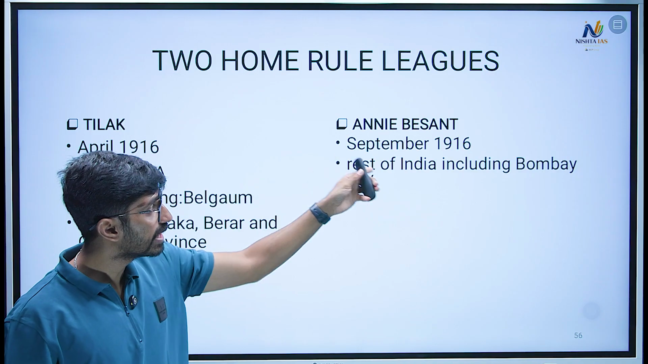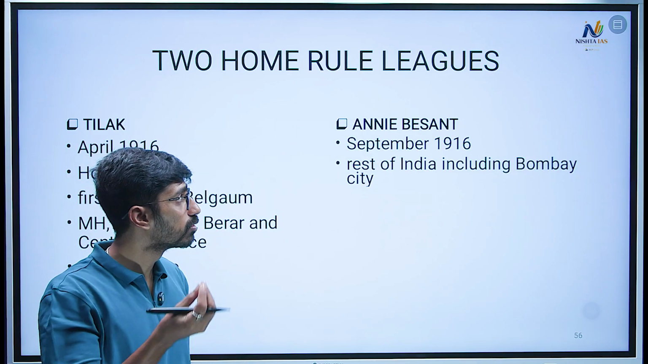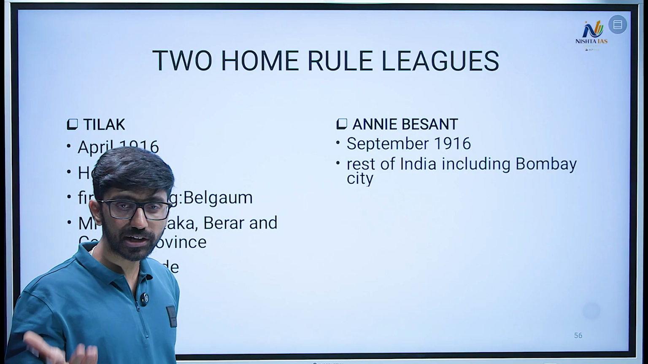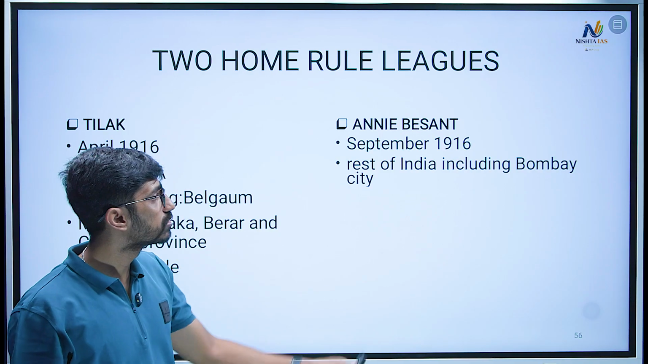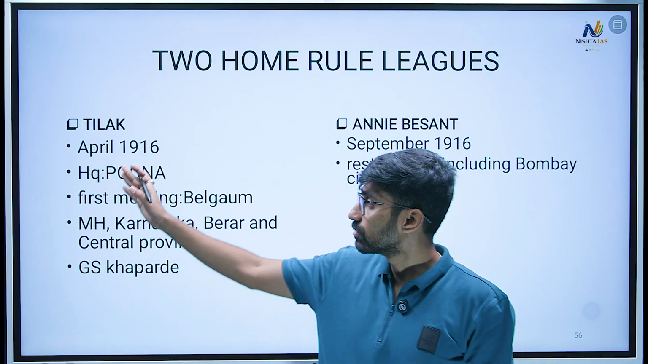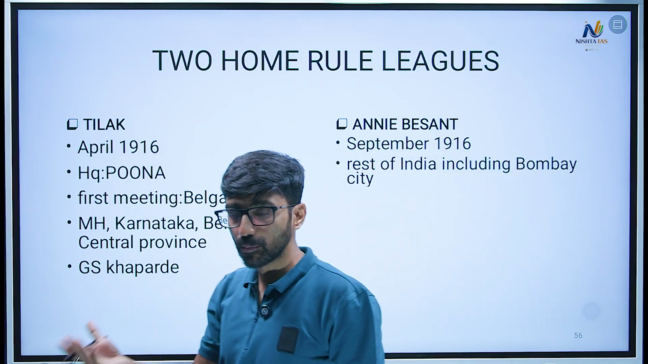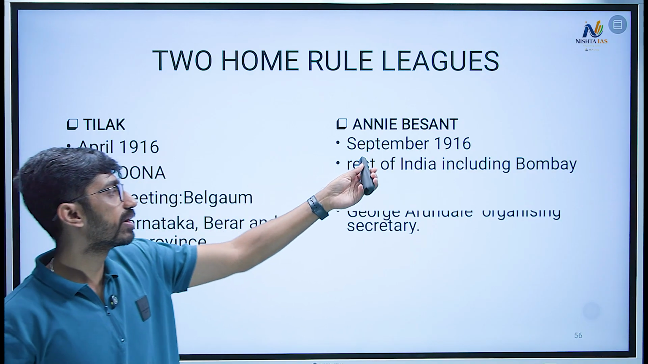And why the two different dates? Annie Besant was expecting support from the Indian National Congress for the movement, but because it was under the control of the moderates, they never gave the support. Tilak knew the INC was not going to support, so he started the movement first. Annie Besant kept expecting the support, which never came, so she started quite late.